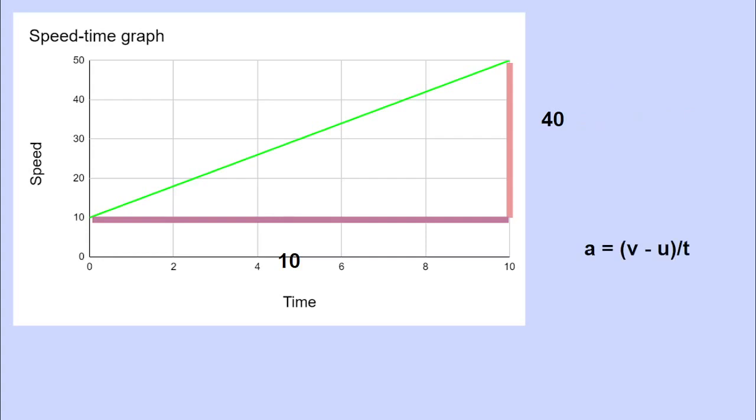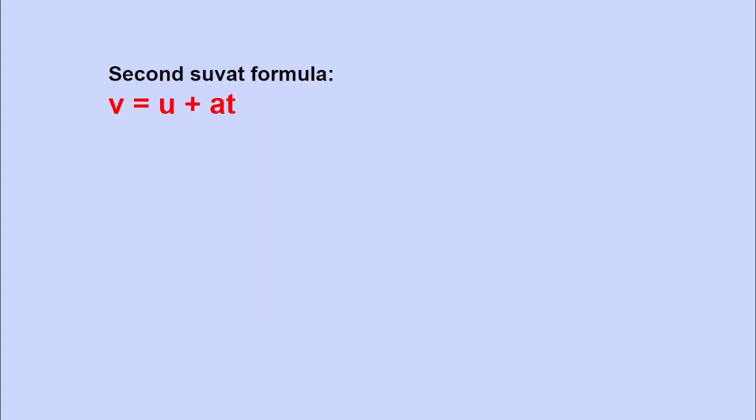We can see this in a formula. a equals open bracket v minus u close bracket all divided by t. What happens if we multiply both sides of this equation by t? We get at equals v minus u. Then we can take it one step further. We can add u to both sides, giving us the final equation v equals u plus at. This gives us the second SUVAT formula, v equals u plus at.